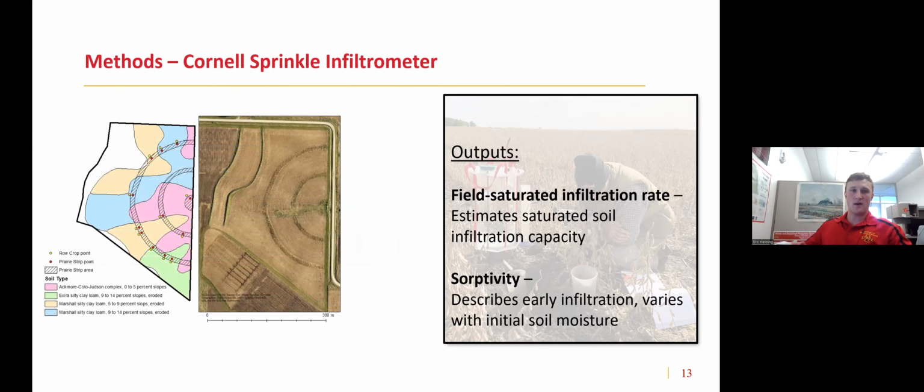The way we got around this was with our experimental design. We had a paired design again, where we have a testing point in the prairie strip and then directly upslope in the row crop. And we measured these points simultaneously so that both the prairie strip and row crop treatments experience the same environmental conditions up until that testing point.